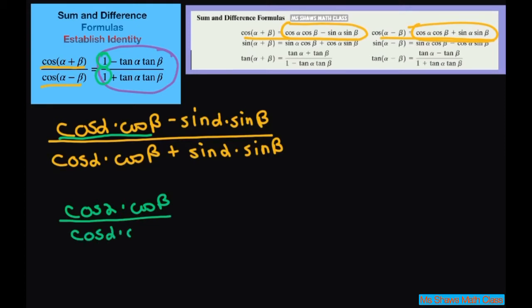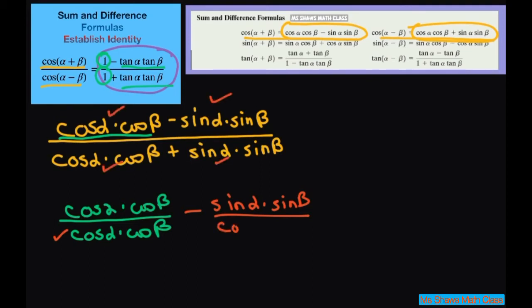Cosine of alpha times cosine of beta. That's going to give me 1. And since it's an identity, everything else should fall into place. So basically what I'm going to do is subtract sine of alpha times sine of beta and divide by this. So each of these terms, 1, 2, 3, 4, we're going to divide by cosine of alpha times cosine of beta.